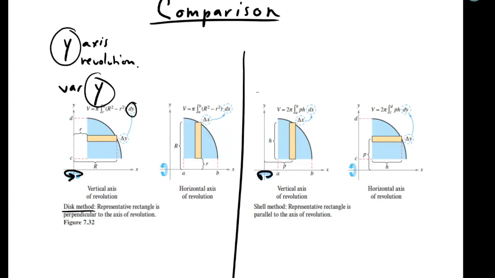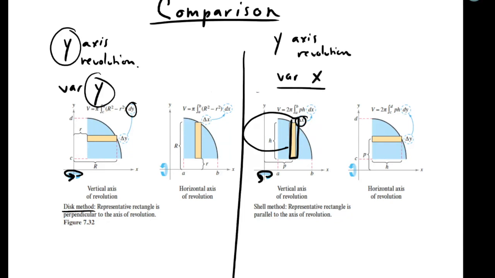Versus if I'm going around the y-axis and I'm using a shell, notice that I'm on delta x, so y-axis revolution. Now I'm in variable x. So these are opposite. These are the same. Disk method is the same. Shell method, they're opposite of each other.